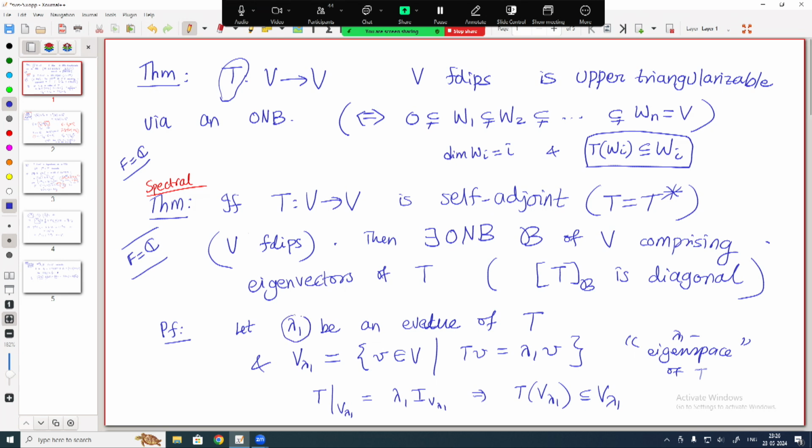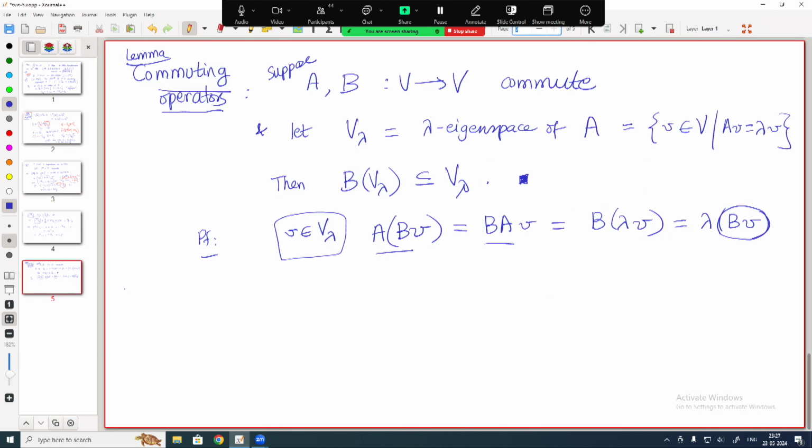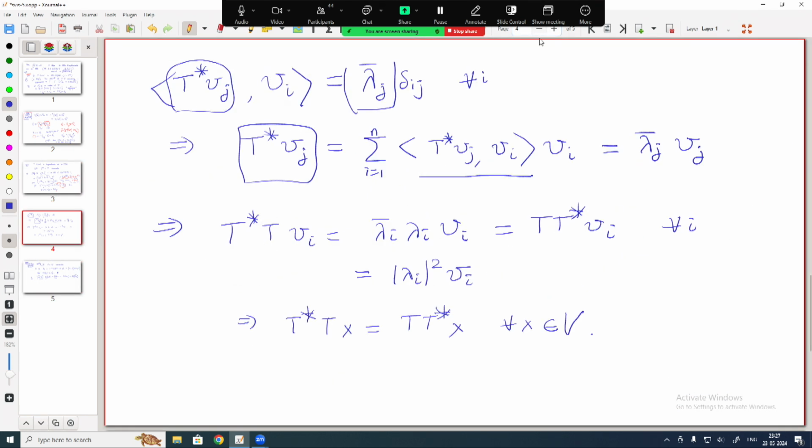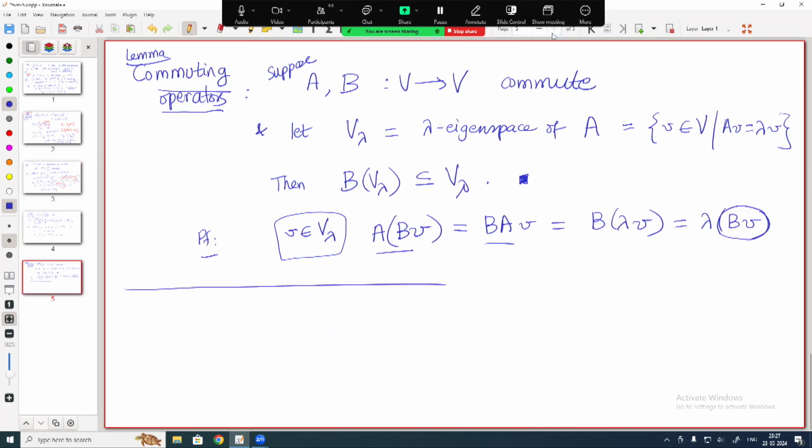What is the first step? You take an eigenvalue of T and you write out that eigenspace. What we said in this case was T preserves that eigenspace, so T star preserves its perp. But T star was equal to T, therefore, we were done, and that allowed us to continue the process. Now, let us start the same way. I am now trying to prove the converse statement, the reverse statement: if T star and T commute, then I am going to show that T has a basis of eigenvectors. So, it is the converse of my theorem.